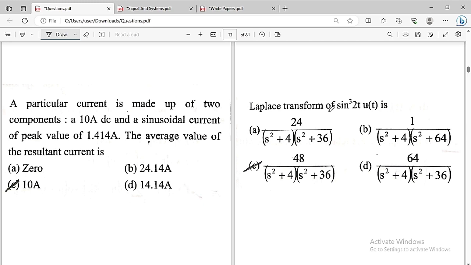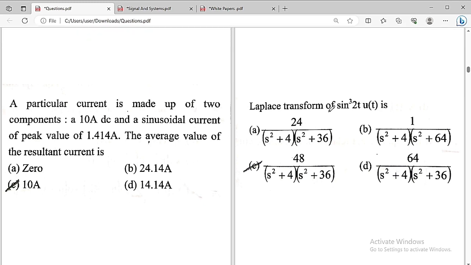So now let's go for the other question. The other question is: what is the Laplace transform of sine 2t whole cube, or you can say sine cube of 2t into u of t? The question is asking for the Laplace transform of sine cube of 2t into u of t, which we need to figure out.